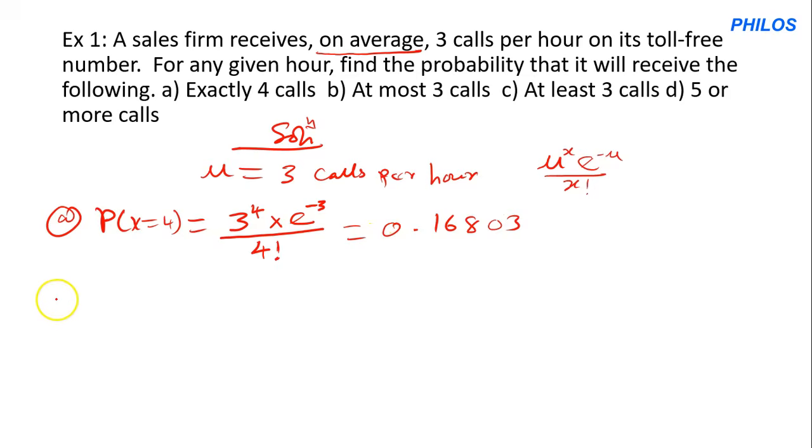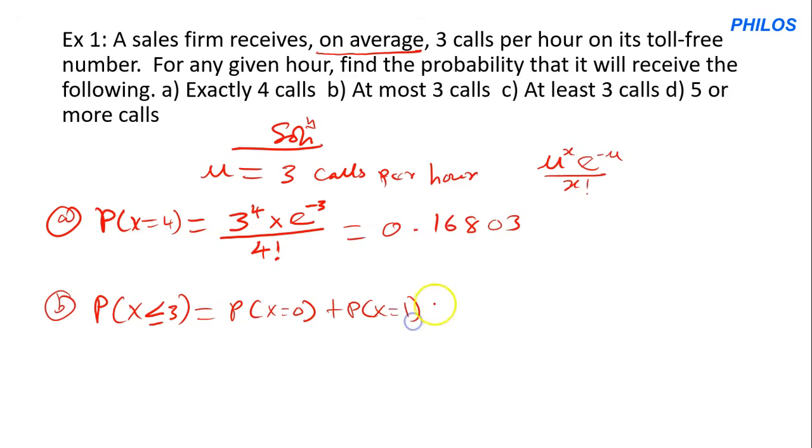So let's look at question B. Question B says, at most 3 calls. At most 3 means that x is less than or equal to 3. So that will be the probability that x is exactly 0, or x is exactly 1, or x is exactly 2, or x is exactly 3.